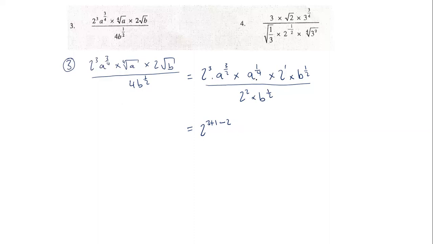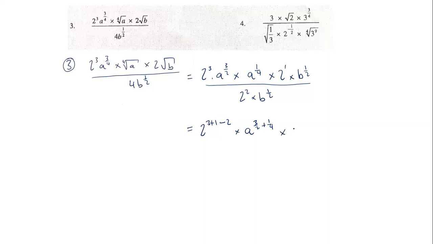Now we move to a bases. At the top we have a to the power of 3 over 2. We are adding the exponents because we are multiplying the same bases. So the exponent there is 3 over 2, and the next exponent is 1 over 4. Now we are done with a's, right?